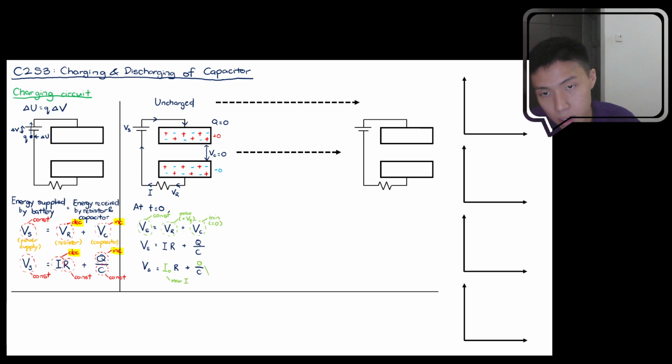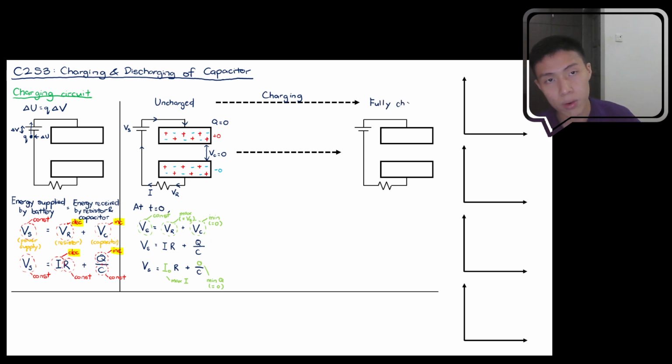But our charge is minimum, which is equal to 0, uncharged. This is what happens initially when we start charging. But right now, if we let the process of charging happen, it will slowly progress until the point where it will be fully charged.